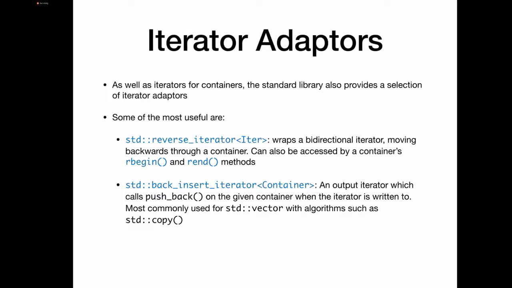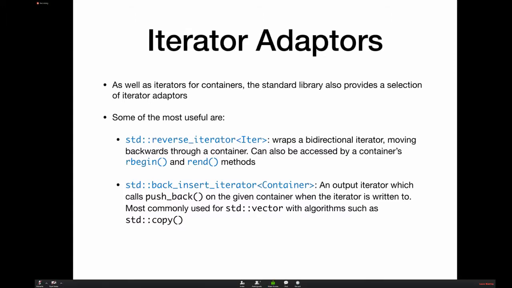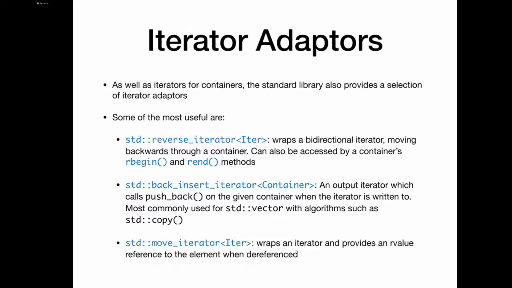Probably even more useful than reverse iterator is something called a back insert iterator. It's an output iterator, so it's not very powerful, but what it does is when you dereference it and assign to it, it calls push_back on its underlying container, which most often will be a vector, and it inserts that value into the back of the container. This allows you to not have to know the size of the vector in advance when you use it as the output of a standard algorithm. Back insert iterator is very useful.